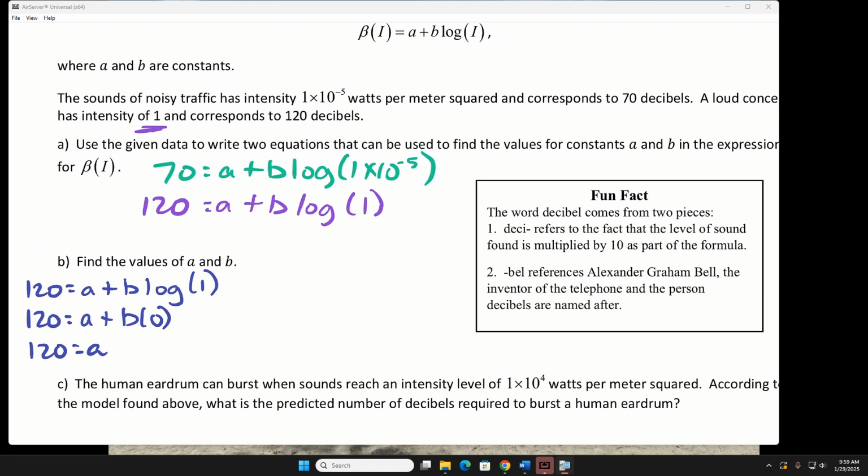All right, so what do you think we're going to do now with that 120? Now that we know what A is. Right, we're going to plug it in. We're going to take it, and we're going to put it into the other equation. We're going to put it into the green equation.